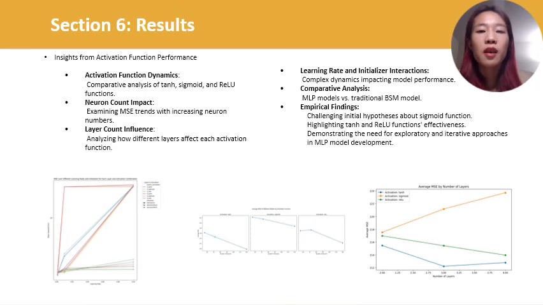Similarly, the influence of layer count was analyzed, shedding light on how different numbers of layers affected the efficacy of Tanh, Sigmoid, and ReLU functions. The interaction between learning rate and initializer proved to be complex yet insightful, highlighting the nuanced dynamics that play a crucial role in the model's performance. Our comparative analysis extended to juxtaposing the MLP model with the traditional Black-Scholes model, providing a clear perspective on where each stands in terms of accuracy and reliability.